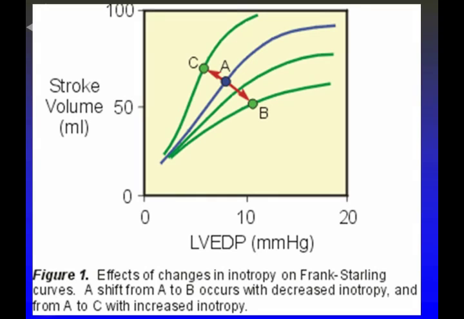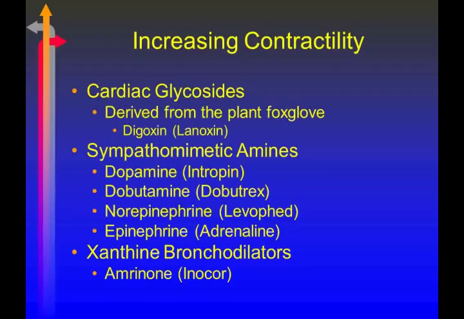For a given preload, as I move up and have improved contractility, I have a higher stroke volume for a given preload. Contractility can be increased through things like cardiac glycosides, your digoxin, which has been around forever, and then sympathomimetic drugs, the ones we typically see used, dopamine and dobutamine, will improve cardiac output. And we'll leave it at that.